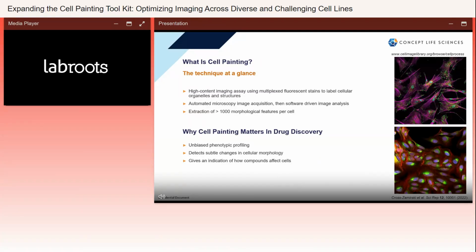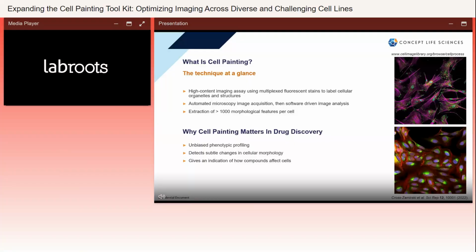Well, it's a high-content imaging assay designed to capture rich morphological information from cells using multiplex fluorescent dyes. Each dye targets a specific organelle, such as the nucleus, the mitochondria, and the endoplasmic reticulum, and gives a comprehensive view of cell architecture. Once imaged, the assay allows us to extract thousands of quantitative features per cell, including size, shape, intensity, and co-localization. Now, this makes it incredibly powerful for detecting subtle phenotypic changes in response to drug treatment, even when those changes aren't necessarily visible to the naked eye.